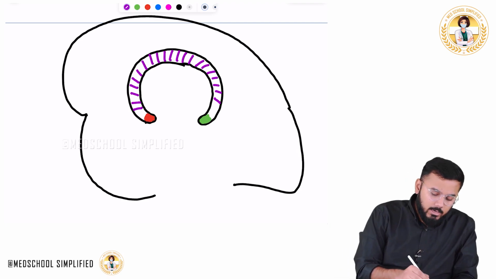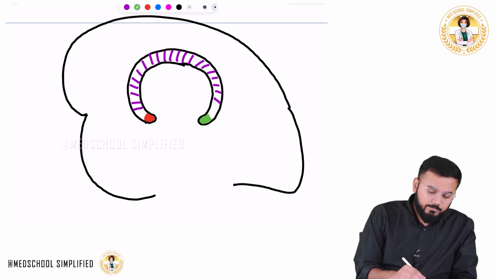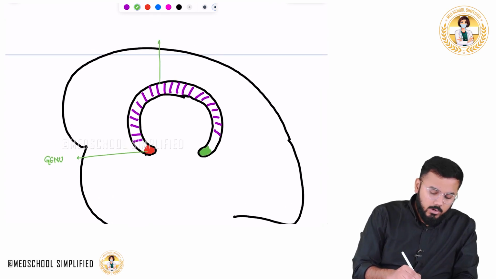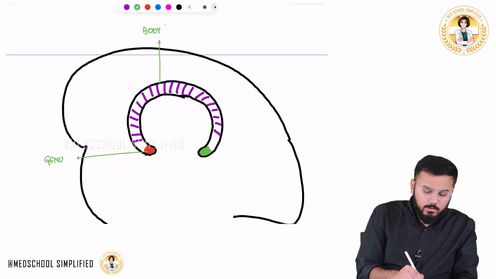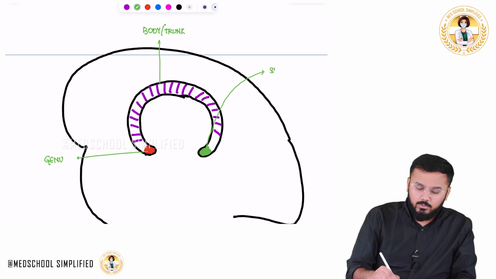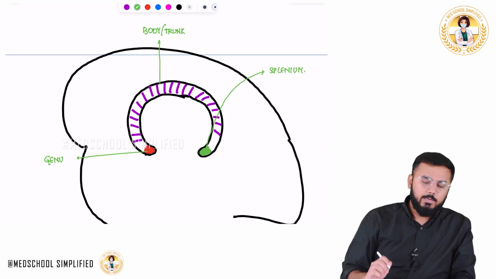Let me just write these down. This particular structure is called the genu, this is called the body or the trunk, and this particular structure is called your splenium.